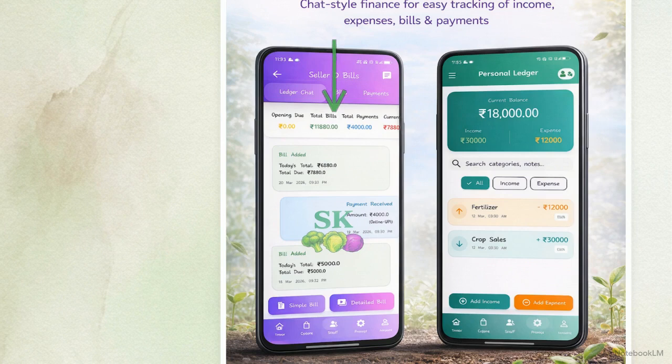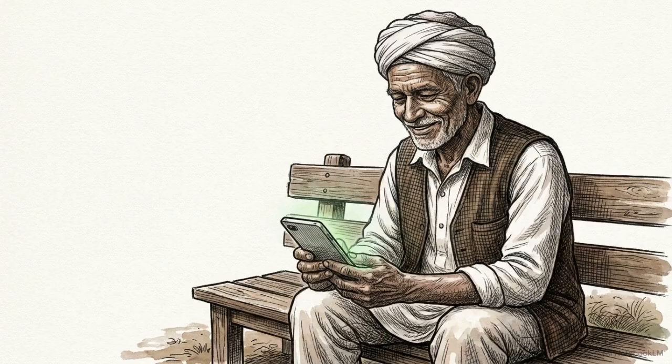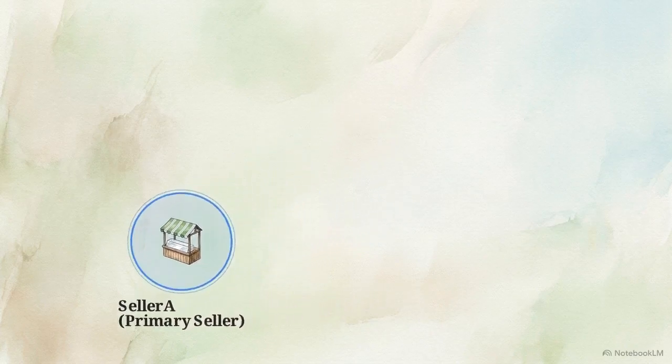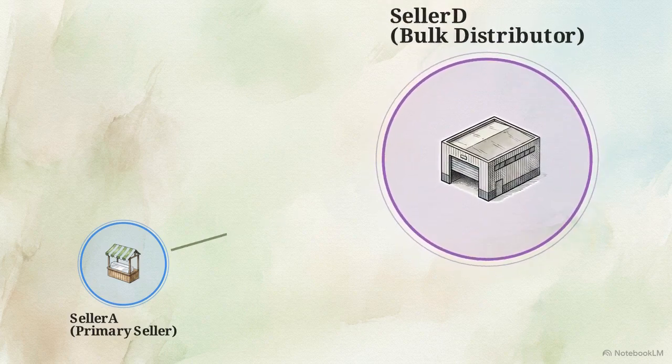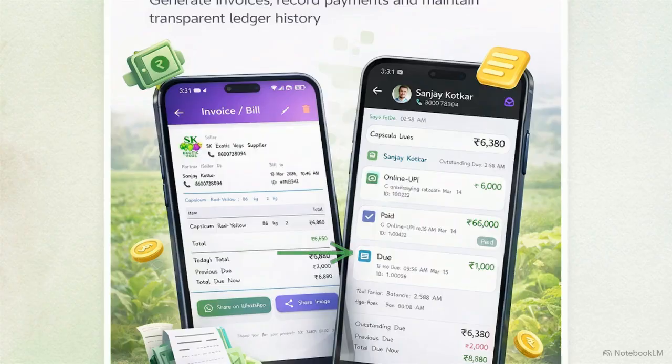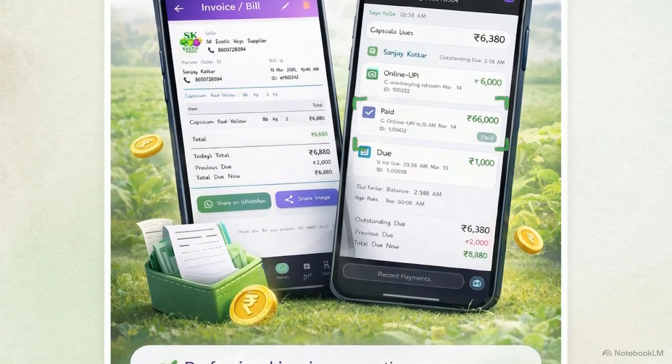Synchronized in real time, this eliminates the most common source of B2B friction in agriculture, disputed ledgers and lost paper bills. By adapting a universally understood chat interface, LeafTech removes friction for software adoption in semi-urban environments, ensuring consistent usage in these non-technical sectors. The architecture then scales upward to manage higher volume trade logic, connecting Seller A to Seller D, the bulk distributor. Looking at the distributor interface, the exact same shared chat ledger mechanics are reused. The system seamlessly scales to handle larger, more complex B2B distributor transactions, automating total balance calculations and outstanding due tracking.